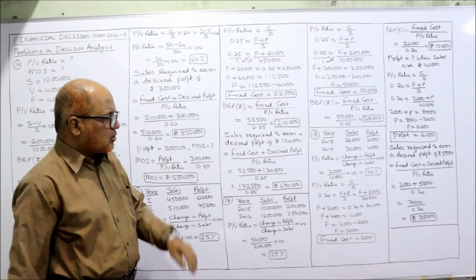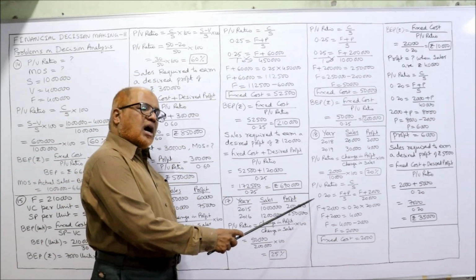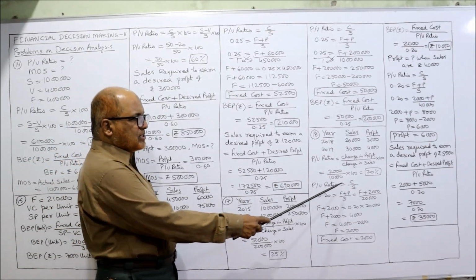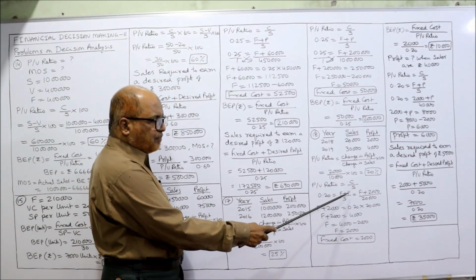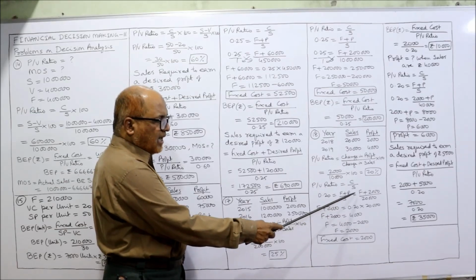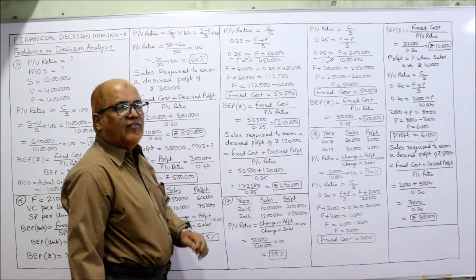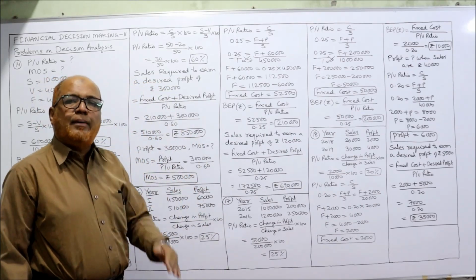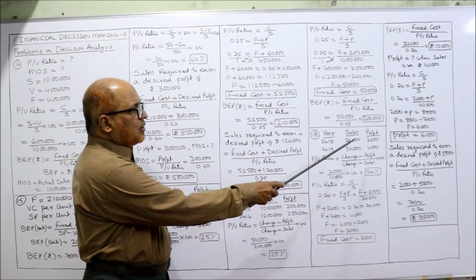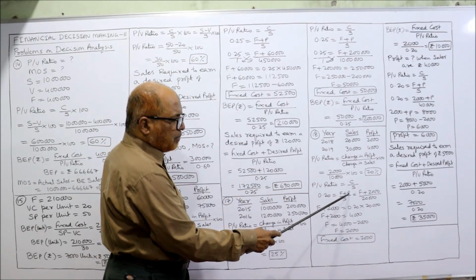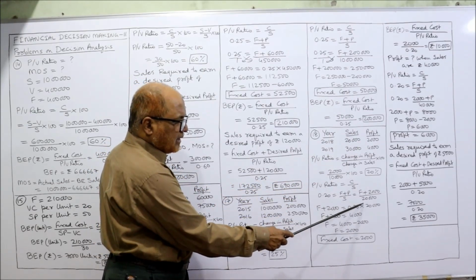Second question is fixed cost. To calculate fixed cost, again we make use of the formula of PV ratio. PV ratio is equal to C by S. In place of C, F plus P by S, right? F, fixed cost, we have to find out. Now take the profit and sales of any one of the years. I am taking the first year. First year profit is 2,000 and sales are 20,000. So in place of P 2,000, in place of S 20,000.